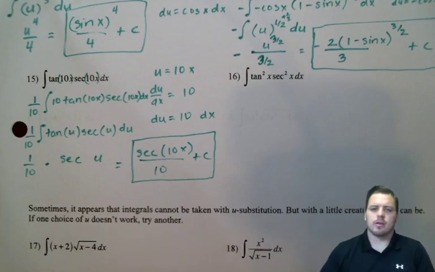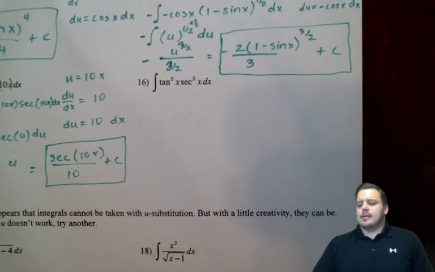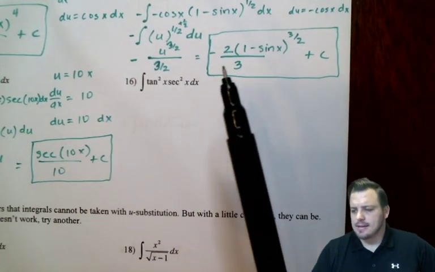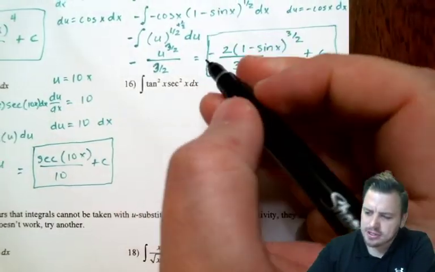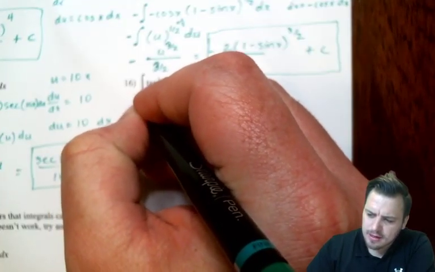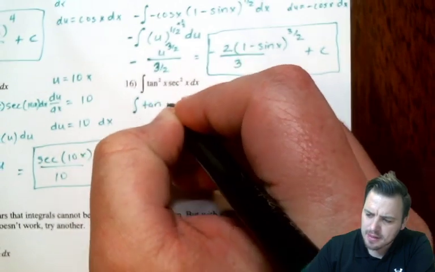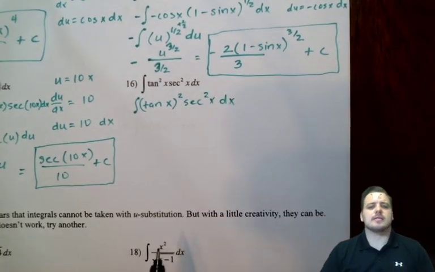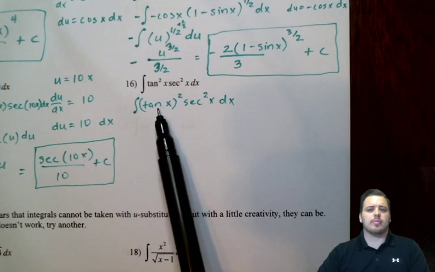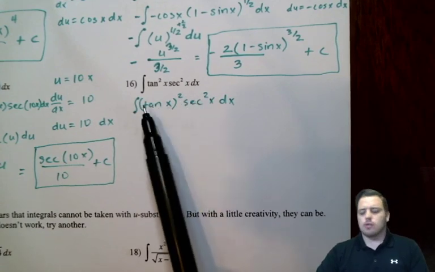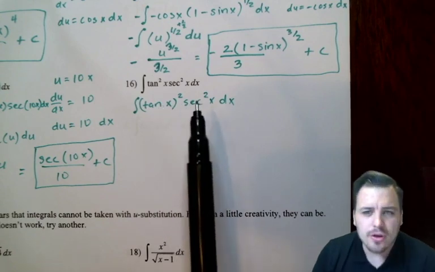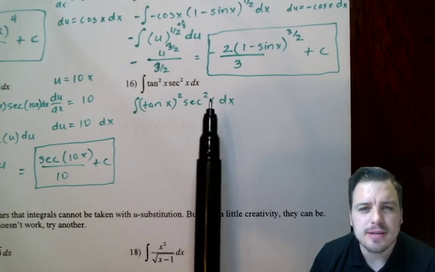All right, looking at number 16. The antiderivative of tangent squared x, secant squared x, dx. So let's write it like tangent x squared secant squared x dx. Now, this goes back to one of those questions. Which one do I put in parentheses? Well, totally up to you which one you put in parentheses. But again, you can use both of them and then see which one is easier.